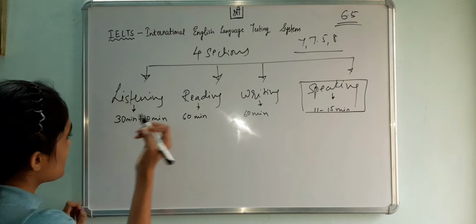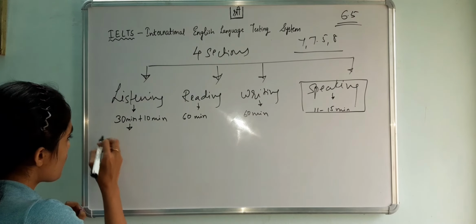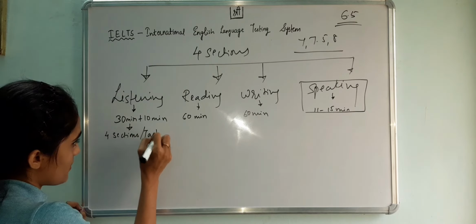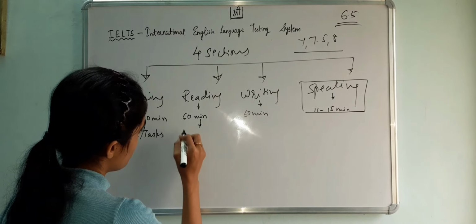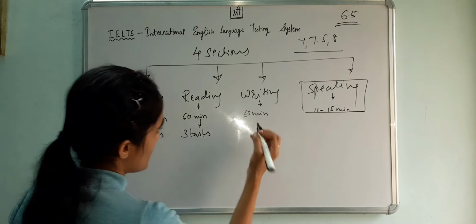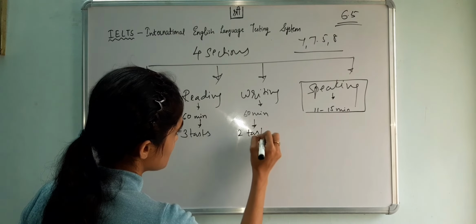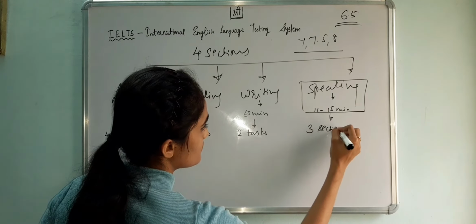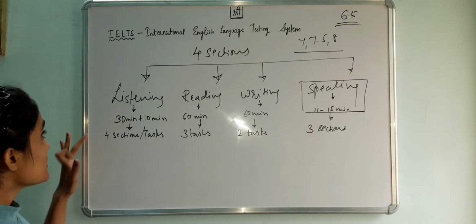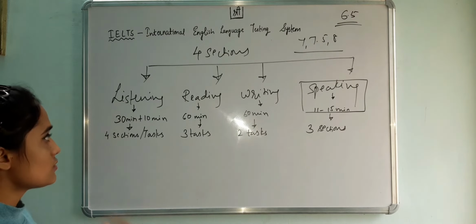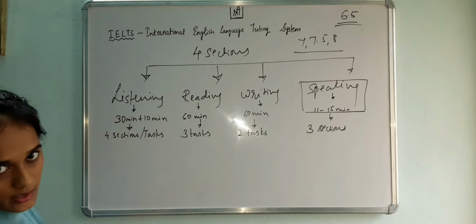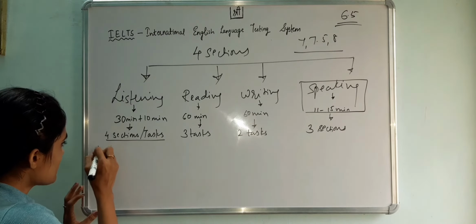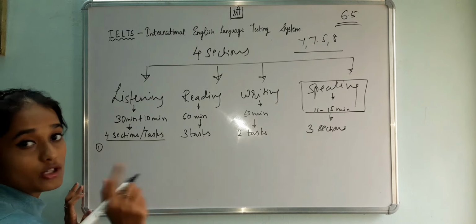So let's begin with listening. In listening, there are again 4 sections or tasks we can talk about. In reading, we have 3 tasks. In writing, 2 tasks, and in speaking we have 3 sections. So in listening, we get 30 minutes to listen and mark the answers and 10 minutes for transferring our answers into the answer sheet.